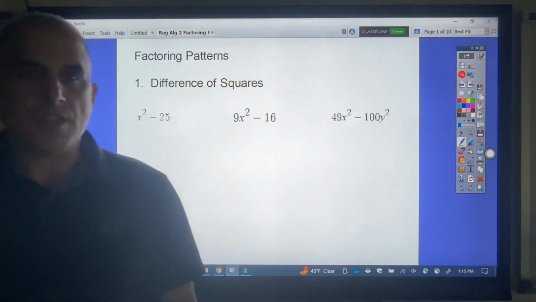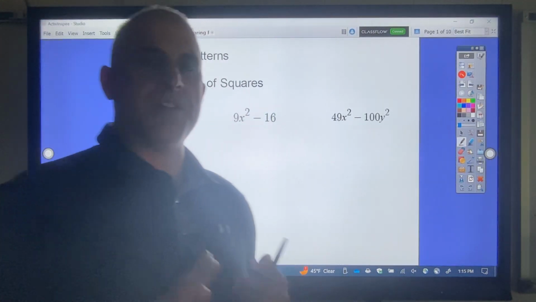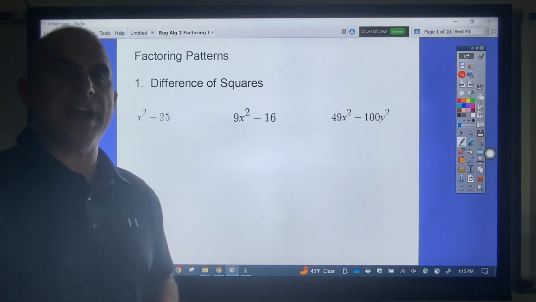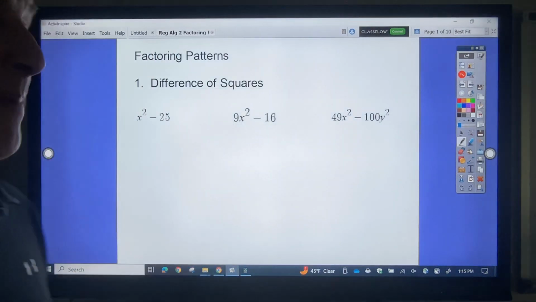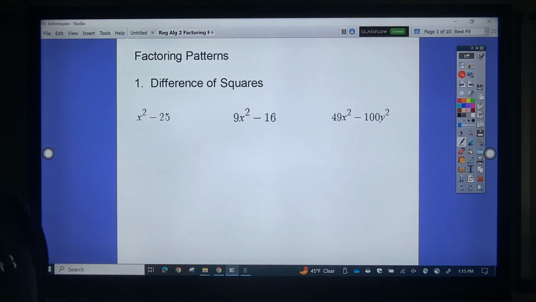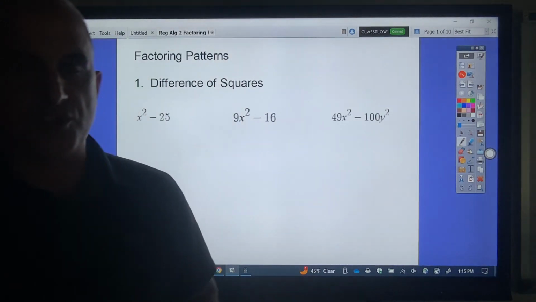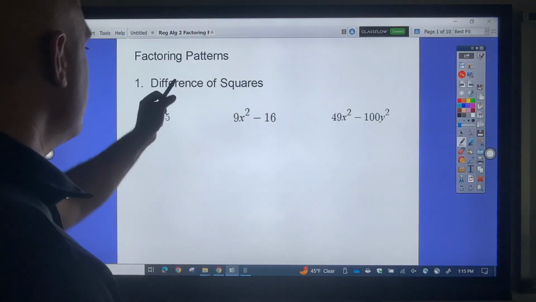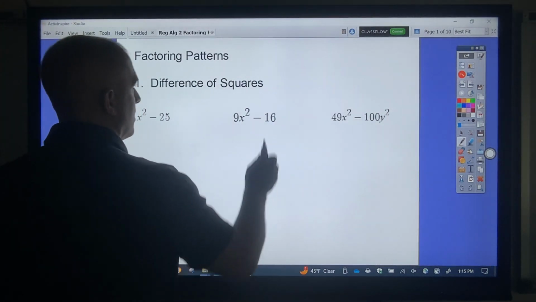Okay, this is going to be a day 3 lesson for factoring in Algebra 2. We're going to get into patterns, okay? Now, not all these patterns are going to work, but there's some quick things that may help you. First thing is the difference of squares, all right?